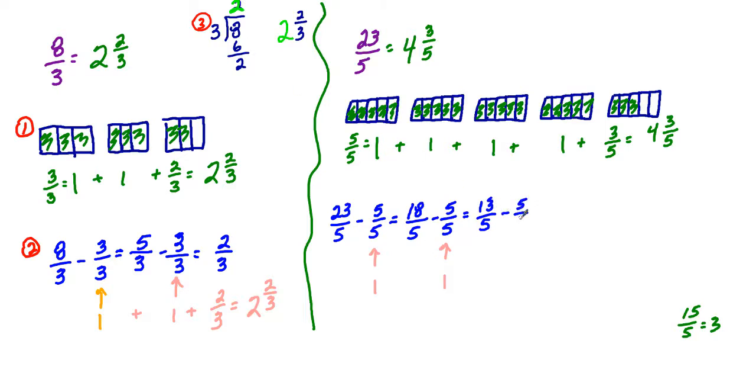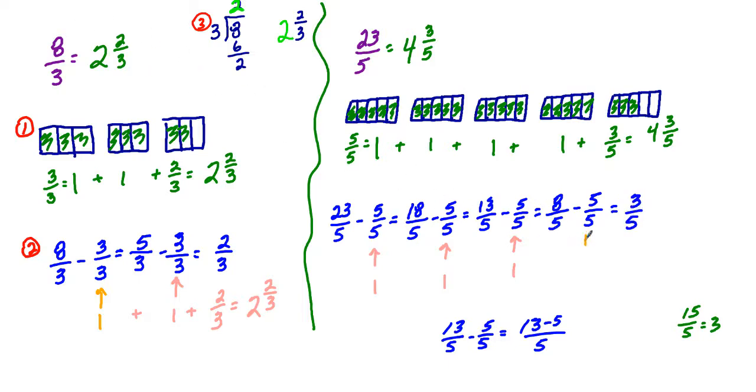13 take away 5, 13 fifths take away 5 fifths. Remember, all the action is happening in the numerator. 13 take away 5 is 8 fifths, and I've got another one whole. 8 fifths take away 5 fifths is 3 fifths. All right, I'm done taking away because now what I have left is less than one whole. Remember, to be one whole, it has to be 5 fifths.